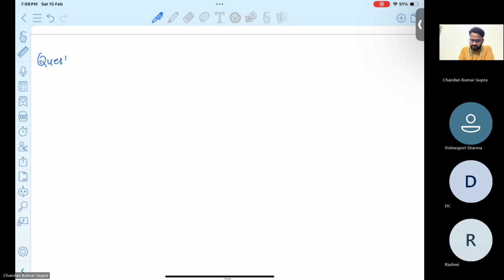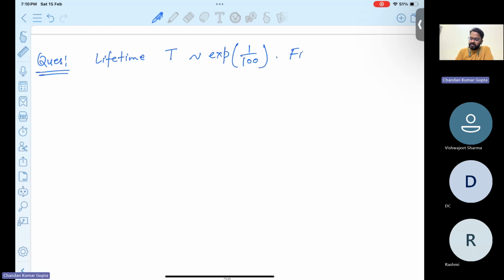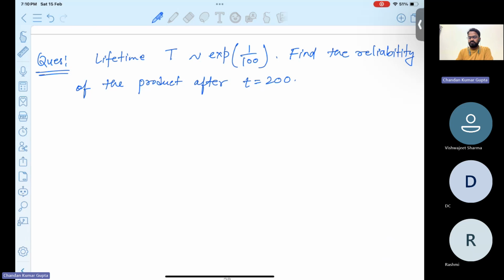The question is, suppose any device has a lifetime T, and the lifetime T of the device follows an exponential distribution with parameter 1 by 100. Find the reliability of the product after t equal to 200. Means after 200 units of time, maybe it may be hours, minutes, months, whatever. So after 200 units of time, what is the reliability of that product, which follows an exponential distribution with parameter 1 by 100?